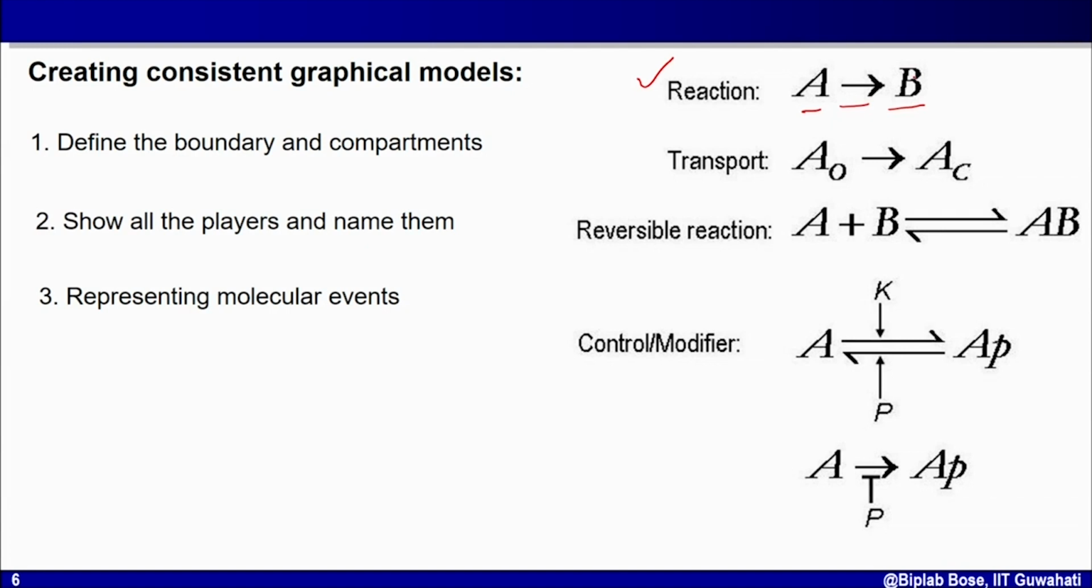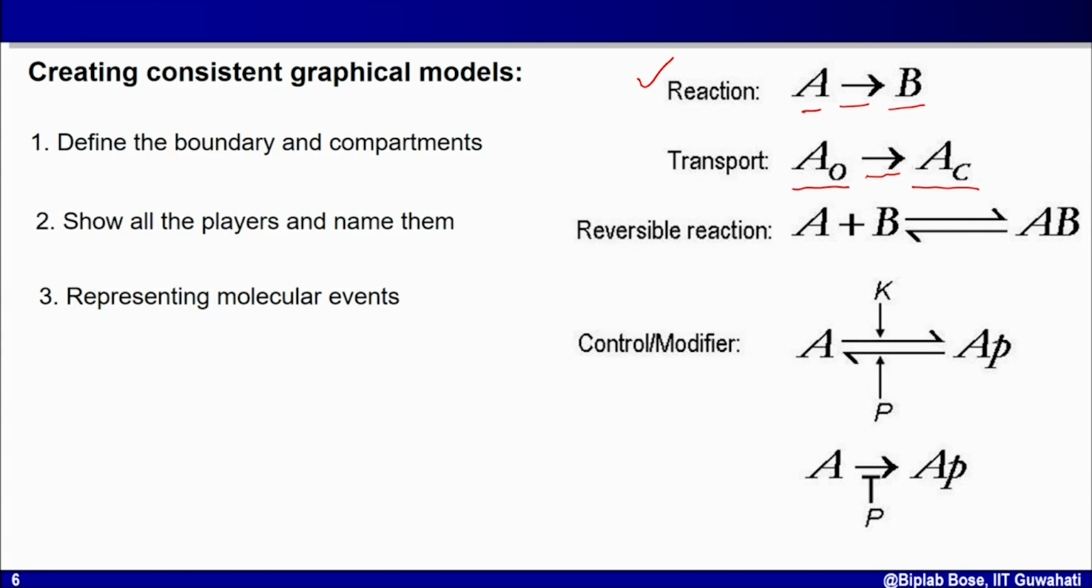Suppose, just like the previous example, A is present outside, so I have marked it as AO. That is going inside the cytoplasm, so it is AC. This is just a transport process. I can represent the transport process also by an arrow, just as shown here. So AO is getting transported to AC in the cytoplasm.